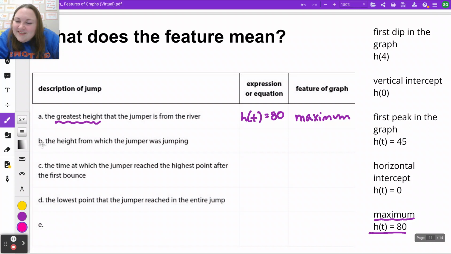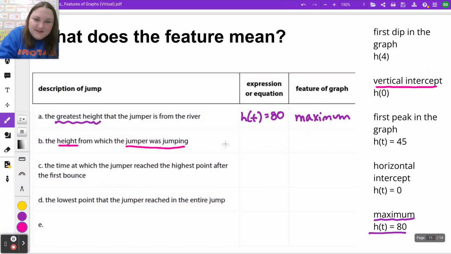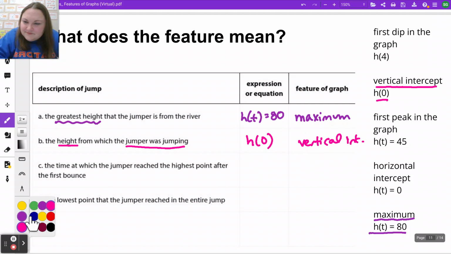Okay. The second one is talking about the height from which the jumper was jumping. So we're focused in on where they were jumping from. And for me, that makes me think of that starting point here. So the feature that we matched with that starting point, which would communicate where the jumper was jumping from, is the vertical intercept, which we said is h of 0.